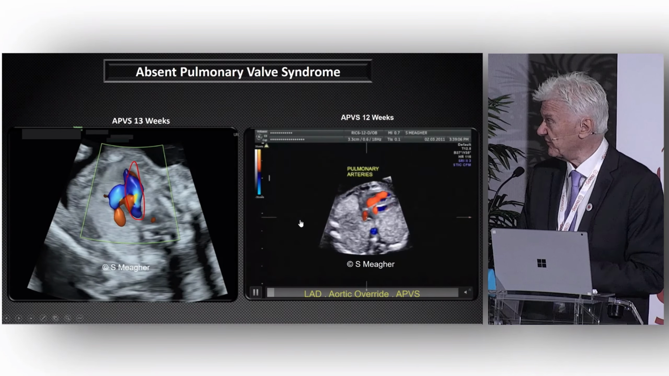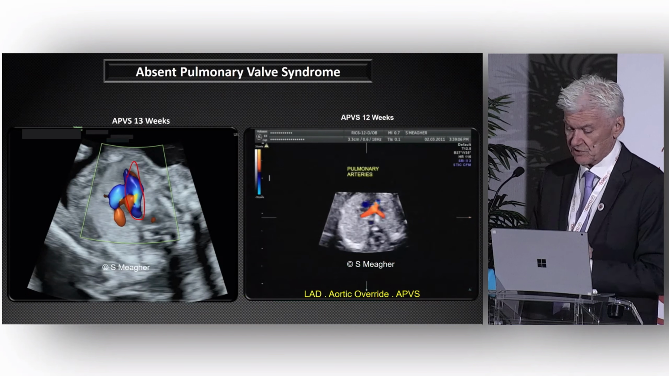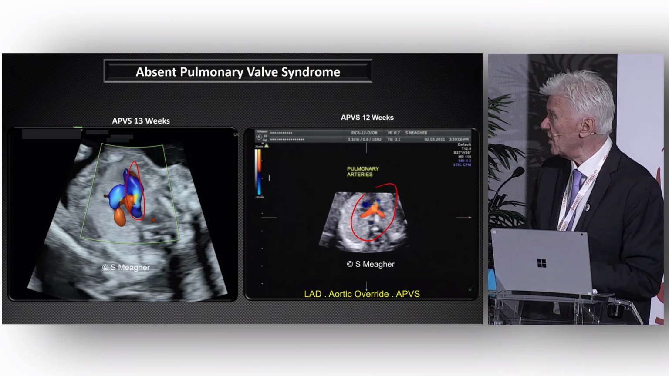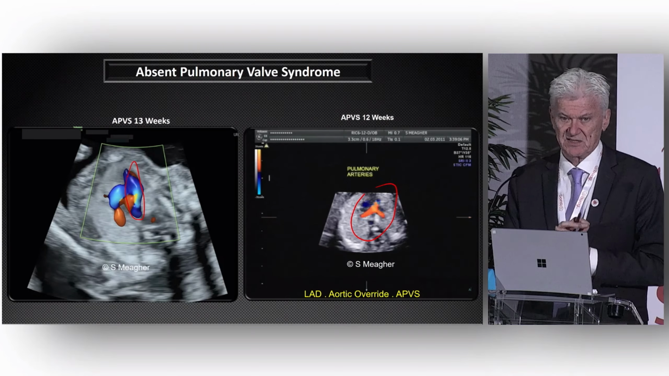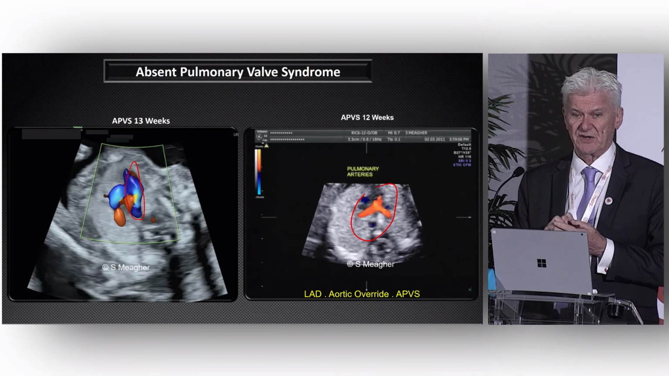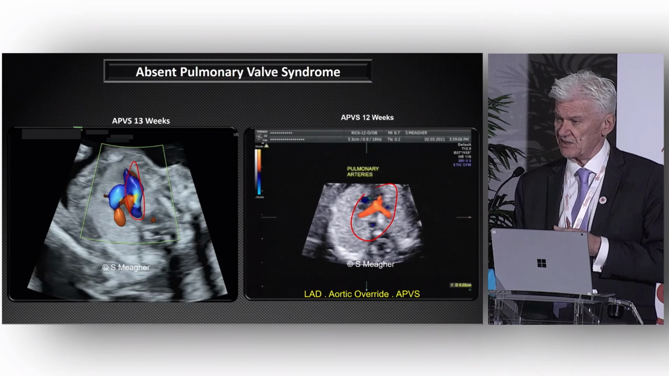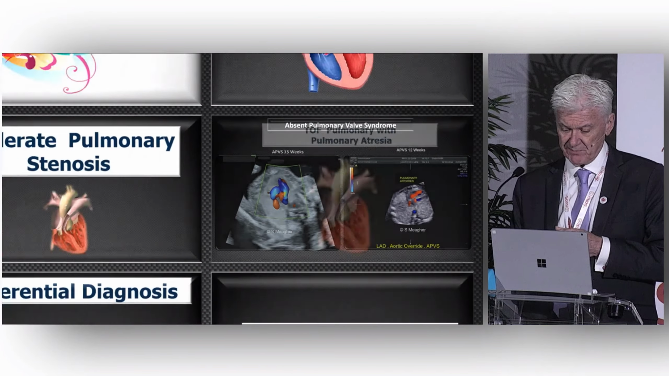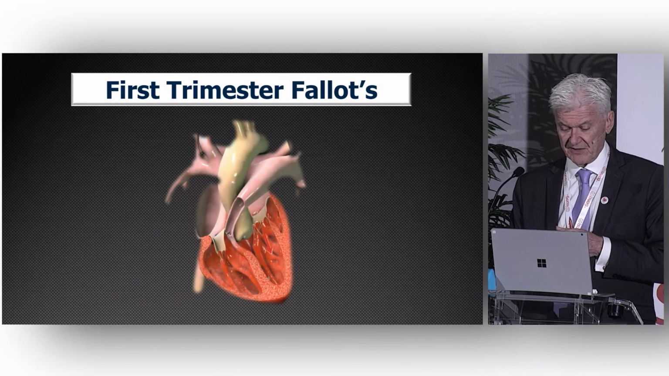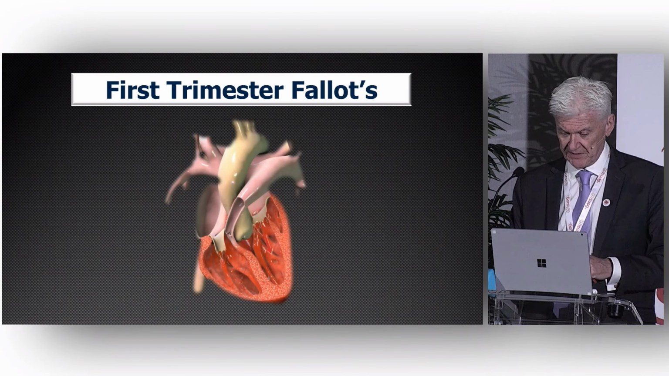A case from many years ago, over 15 years ago, left axis deviation, branch pulmonary arteries are not dilated. In fact, in both of these cases, there's very little dilatation of the branch pulmonary arteries because it's only the first trimester. It's as the pregnancy progresses that you get that progressive dilatation. I talk about first trimester Tetralogy of Fallot. As I say, for most of these, we pick these up in the first trimester.